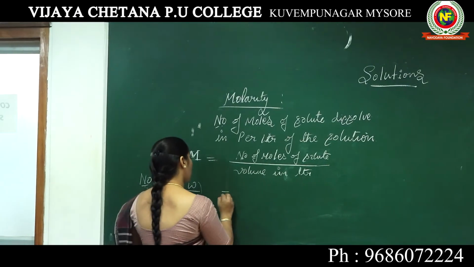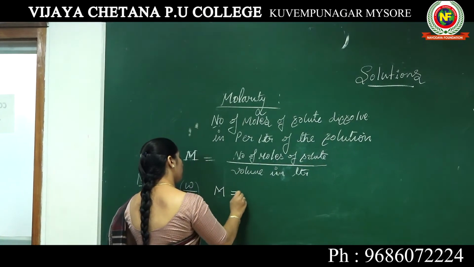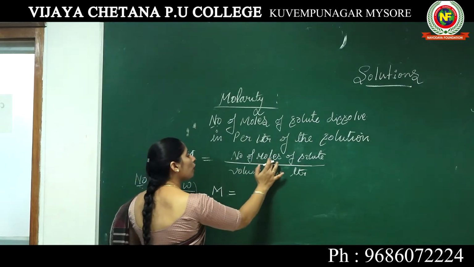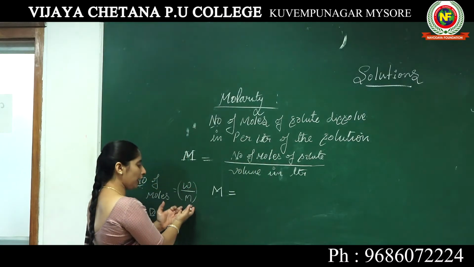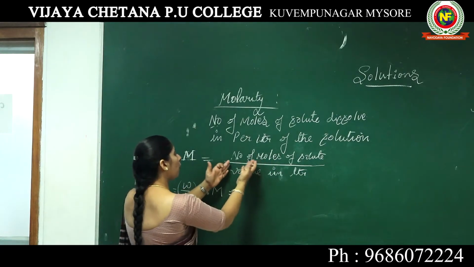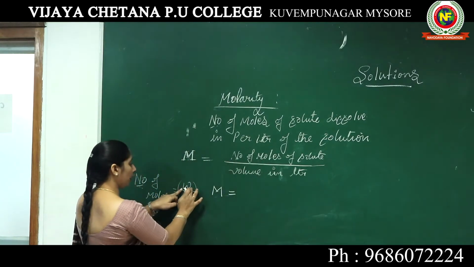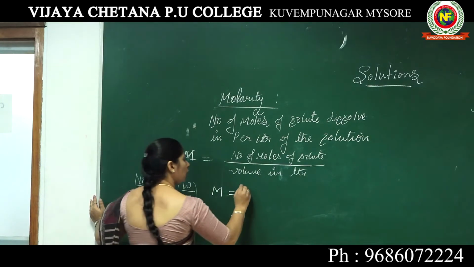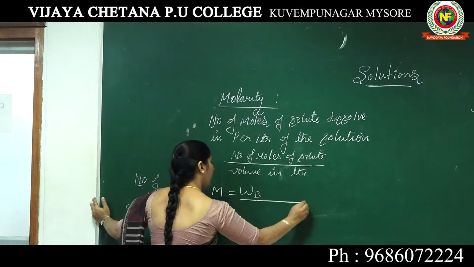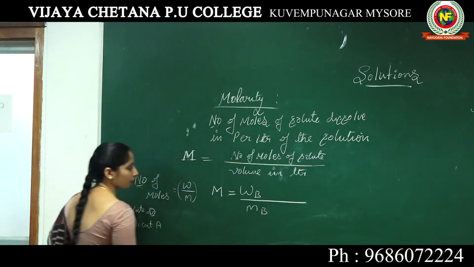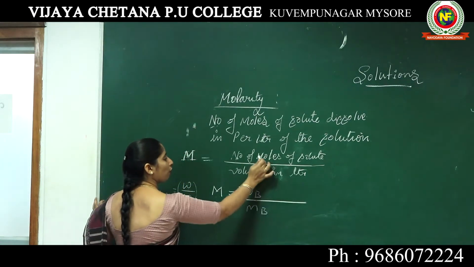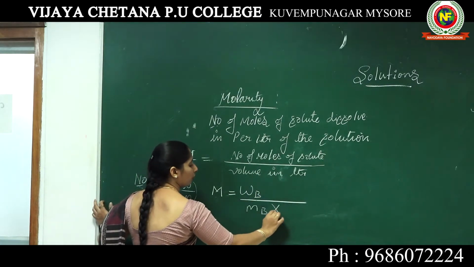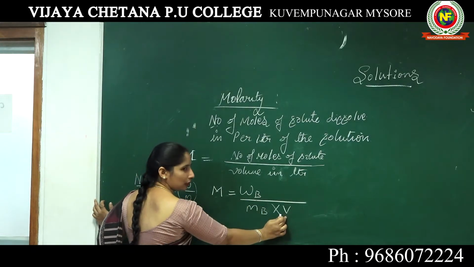So now, how to write this? The equation of molarity is M equals the number of moles, which is nothing but the given weight by molecular mass. Here I am taking W B for the weight of the solute, so the number of moles is W B by M B. And V is the volume in liters.